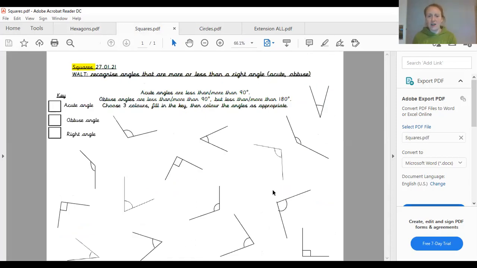Squares, you've got lots of angles on here, and I've given you a little key to start off here, and it says acute angles are less than 90.